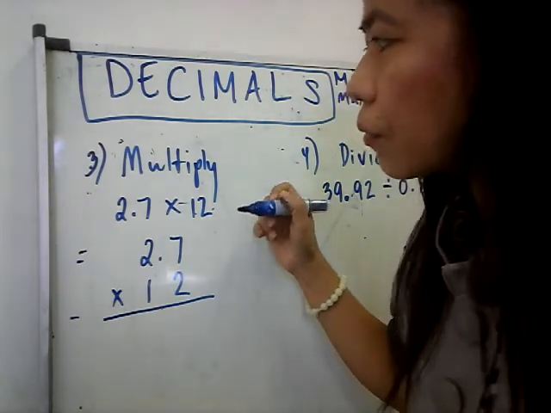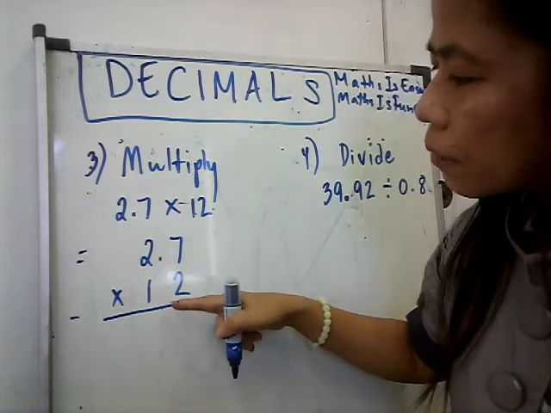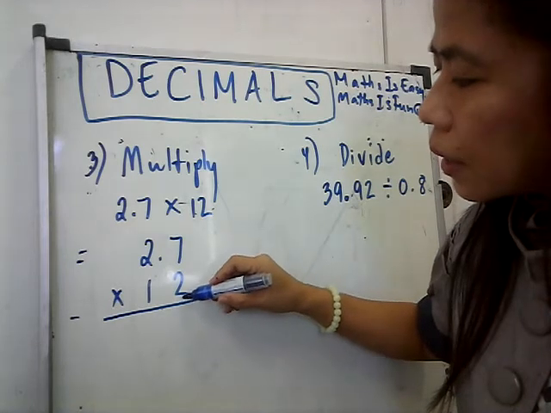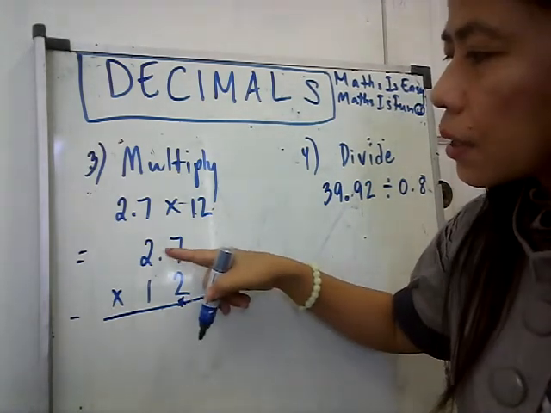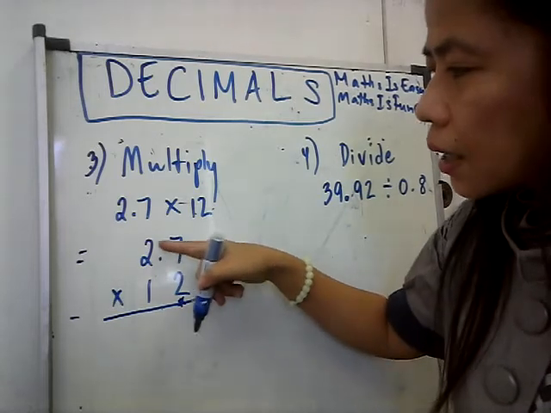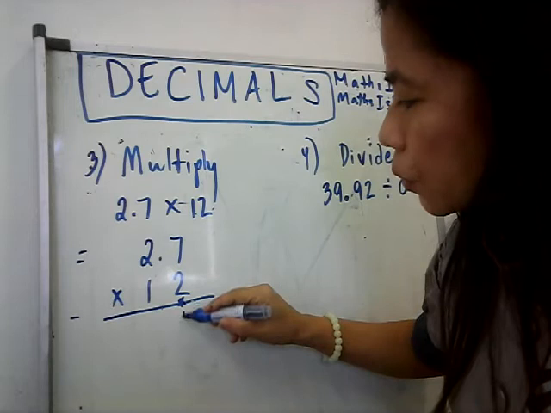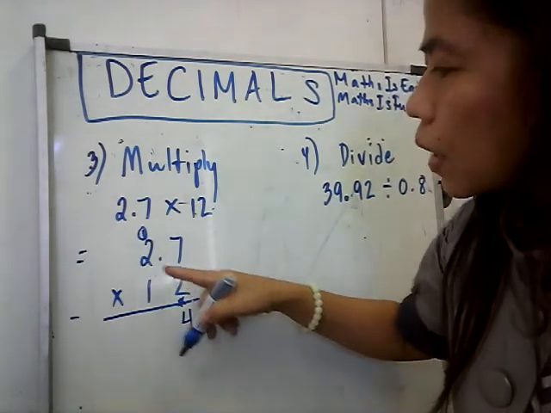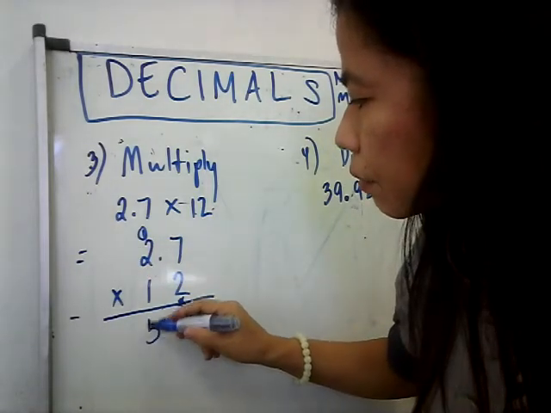Now how do we multiply with decimals? For example, we have 2.7 times 12. Just write 2.7 times 12. Then we start multiplying the ones digit of 2 with the 7 tenths and the 2. So 2 times 7 is 14. We write here 4, carry 1 there. Then 2 times 2 is 4, plus the 1 we carried is 5.